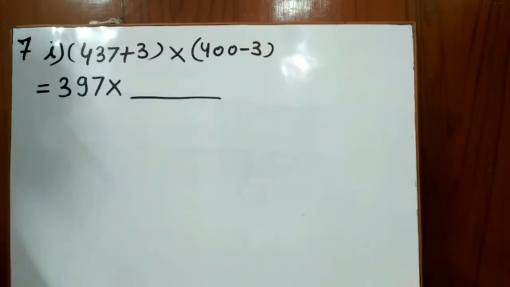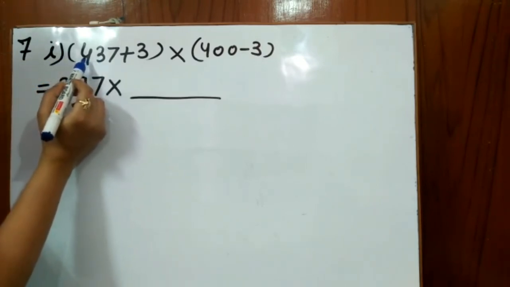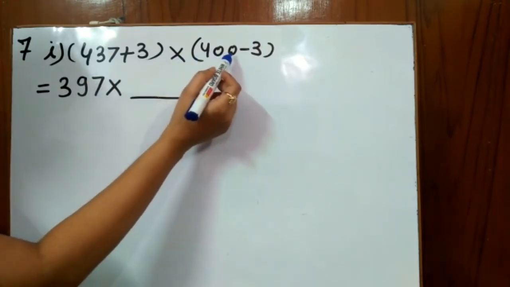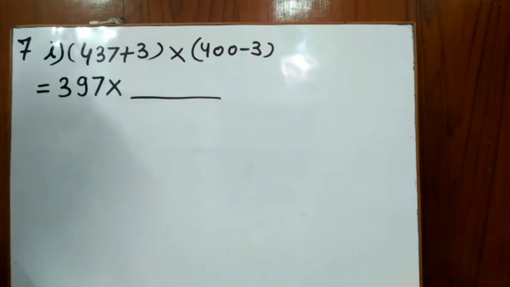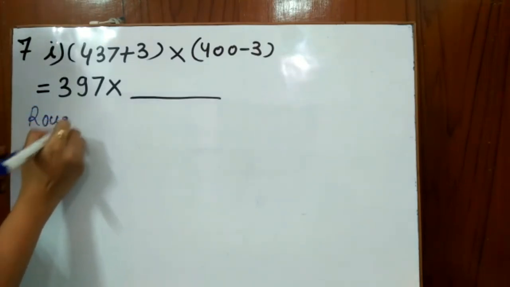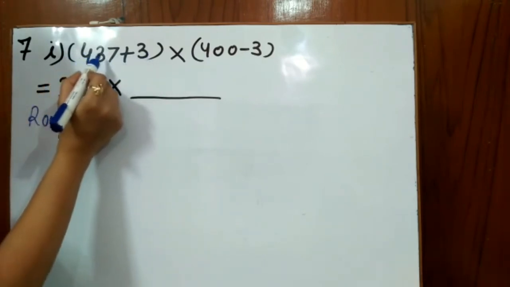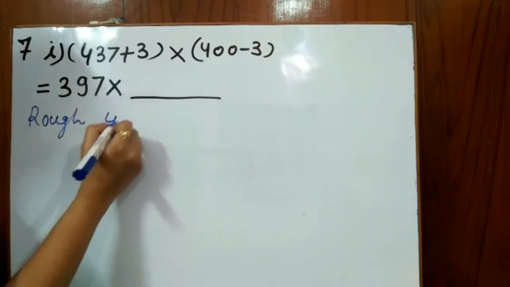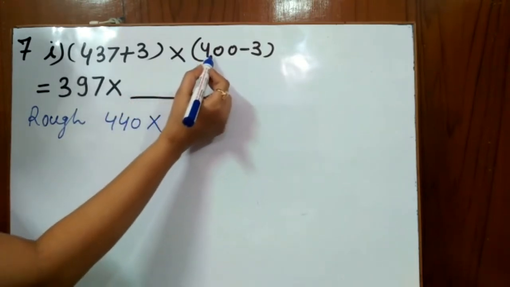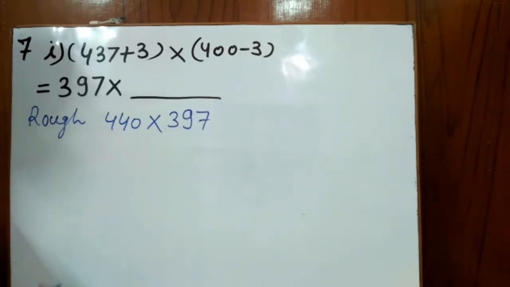Question number 7. Fill in the blanks. First one. In bracket 437 plus 3 into in bracket 400 minus 3. First of all, we will solve the brackets. Here we will do rough work. In the first bracket, what is given there? 437 plus 3, that is equal to 440. Multiply sign, then 400 minus 3, that is equal to 397.